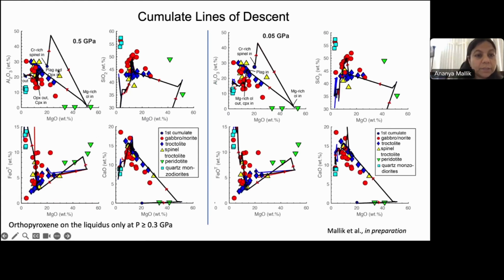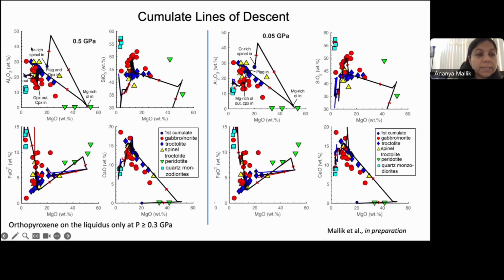So to the left, there are these four figures which represent the higher pressure end member at 0.5 GPa. And to the right, there are these four figures that represent the lower pressure end member at 0.05 GPa. If you look at each of these figures, these are basically oxide-oxide diagrams: MgO, magnesium oxide, versus aluminum oxide, silicon dioxide, iron oxide, as well as calcium oxide.